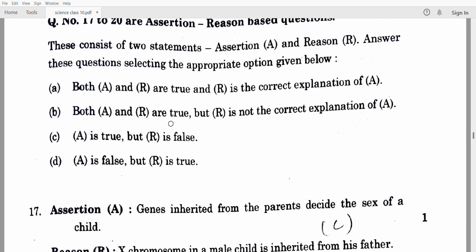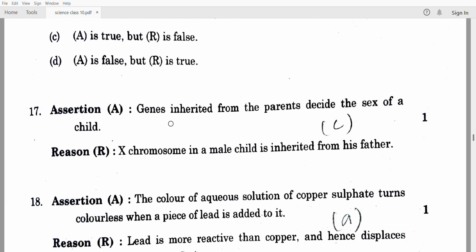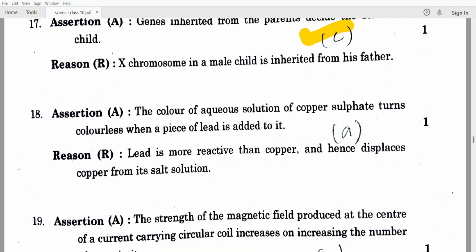We'll go to the 17th question. Here assertion reason. Genes inherited from the parents decide the sex of a child. That's right. And X chromosome in a male child is inherited from his father. This is wrong. So A is true, R is false. So C is the right answer.